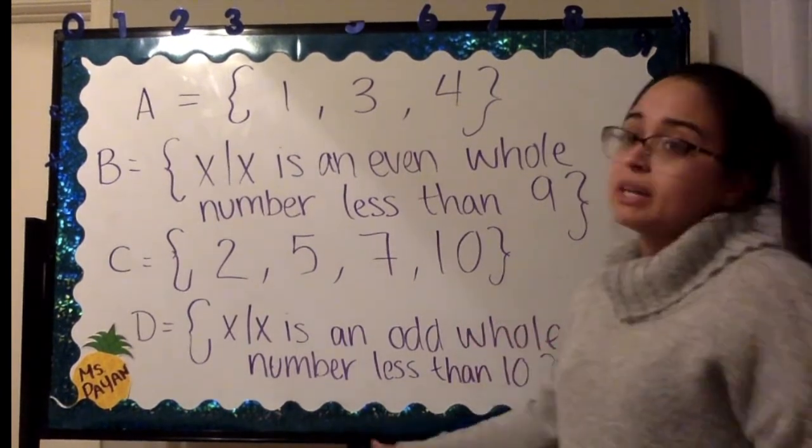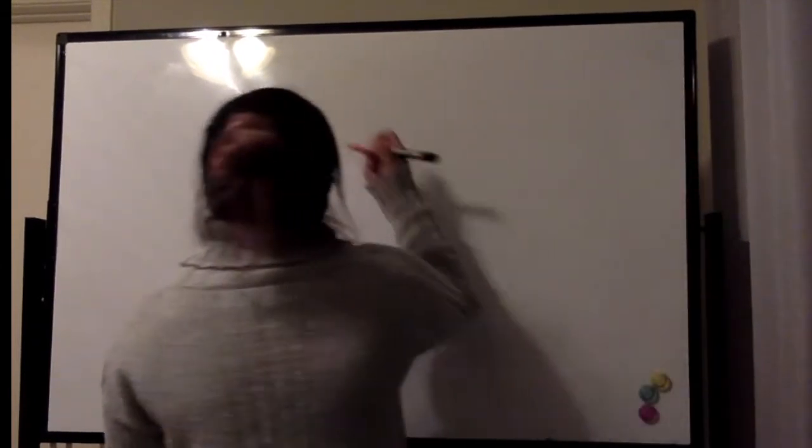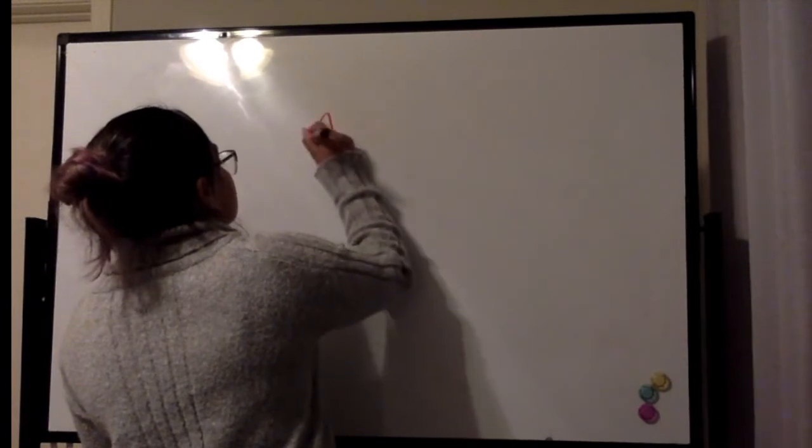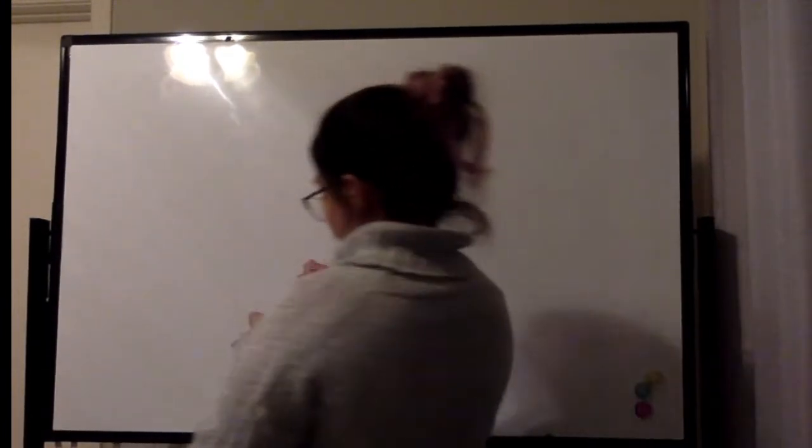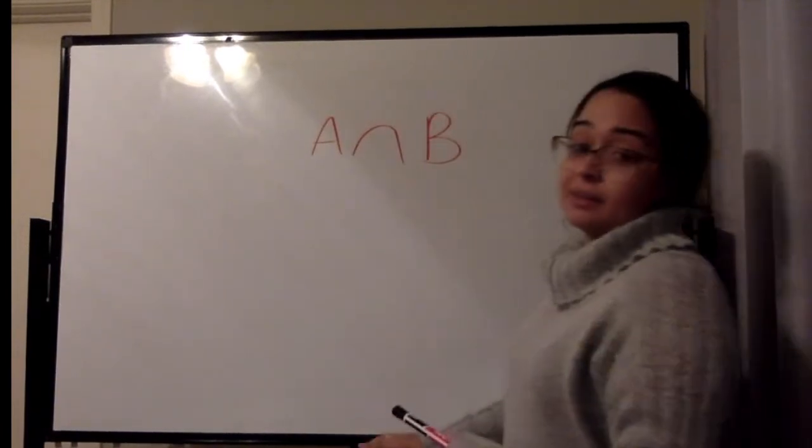Now, how would we write that A and B are an intersection? Since I really don't have space on that side of the board, we would write it as this. A intersection B. Okay? Remembering now?